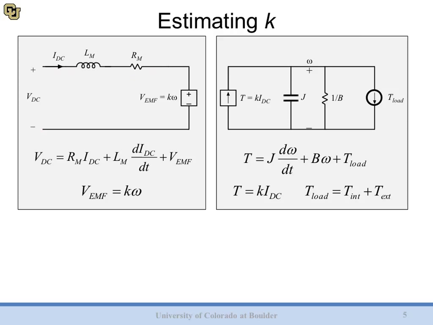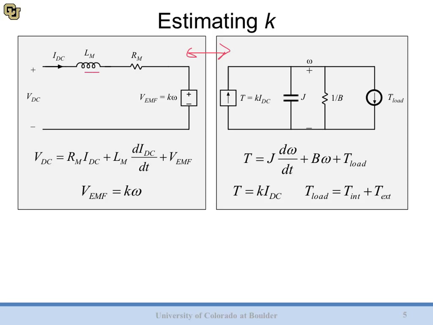The next parameter we're going to look at is K. K gives us a ratio between our angular frequency of our motor and the voltage seen on this VEMF source. So really what K does is it gives us a relation between our mechanical side model and our electrical side model. Now let's just take a look at the electrical side of our model, and if we were going to estimate K, what are some of our unknowns?